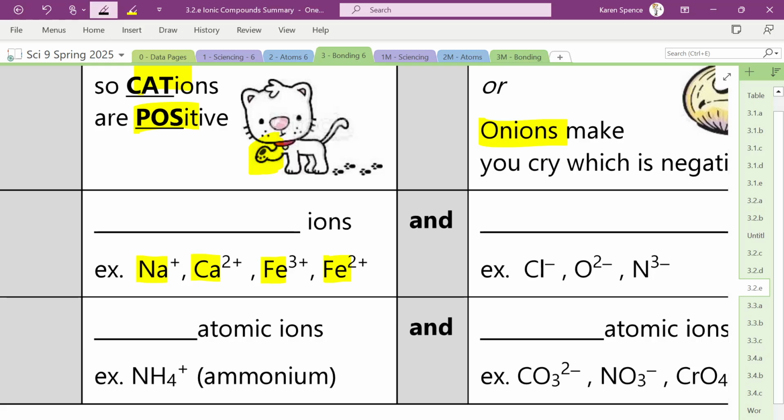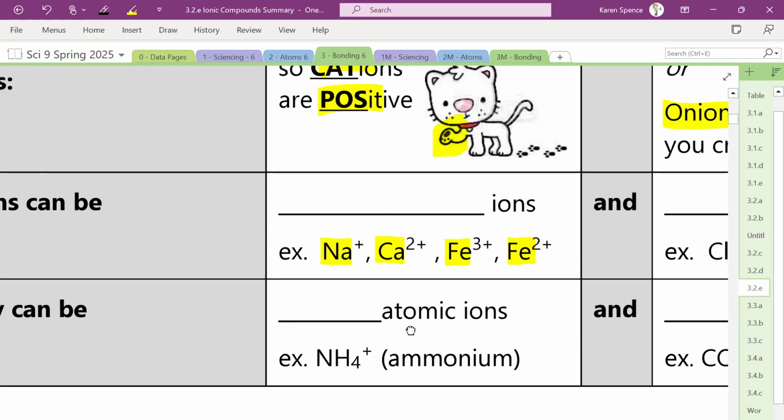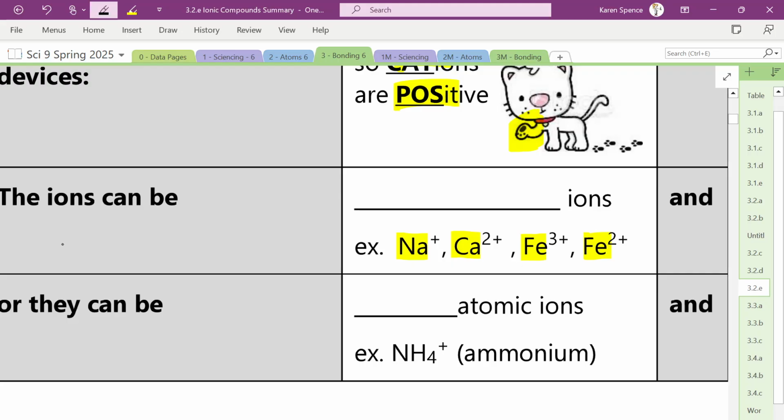Do you remember what we call those ones? Anyone remember the prefix for one? Prefix for one is mono. Okay, so mono means one, and these contain one atom, so they are called monatomic. Monatomic ions. Anyone remember the prefix that means many? Poly.